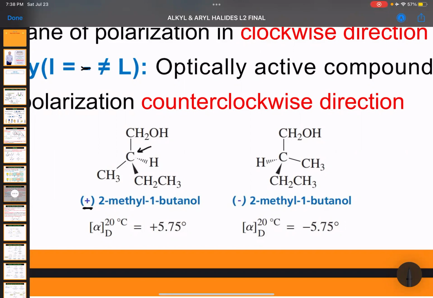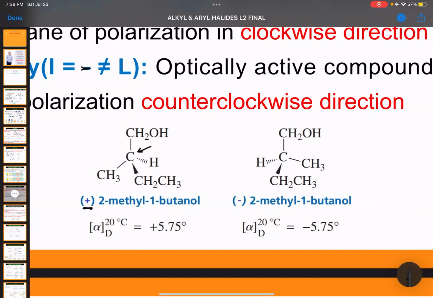This is a chiral carbon. You can see that this carbon is connected to CH2OH, CH3, CH2CH3, which is ethyl, and hydrogen. Four different groups, so this is a chiral carbon and it will be optically active. That you can tell, but you will not be able to tell whether it, or its mirror image, is going to rotate the light clockwise or anti-clockwise. For that, you need a polarimeter.